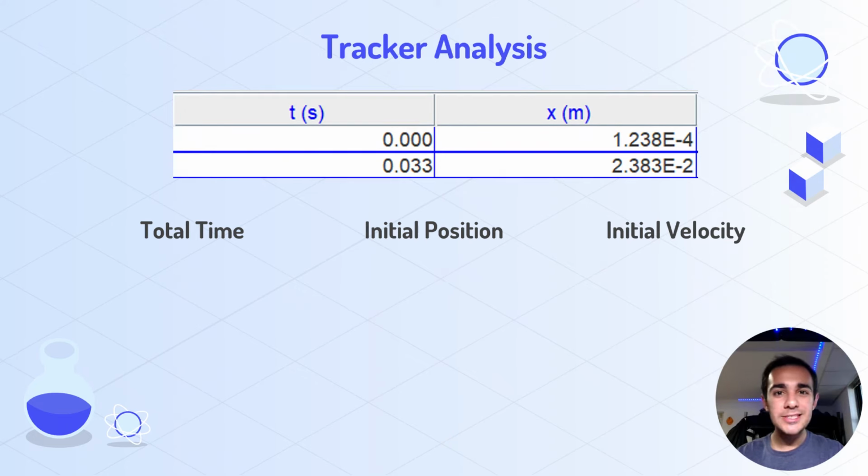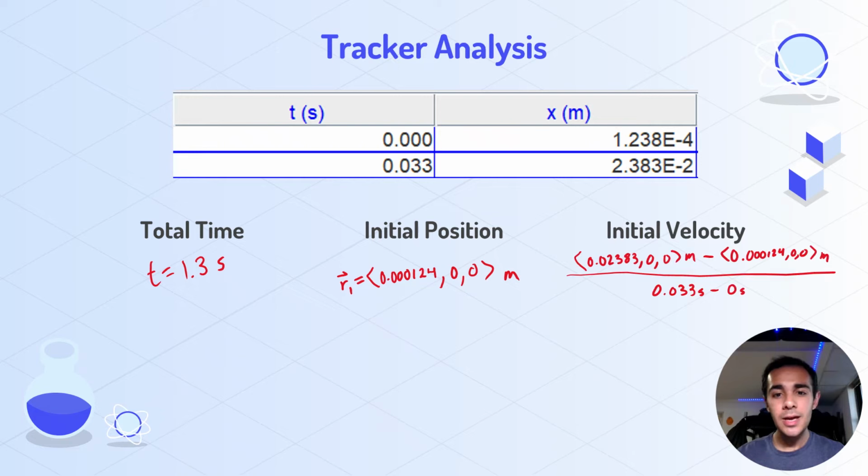All right, so with the data we collected from the Tracker analysis, we can see that the total time it took for the ping pong ball to go from start to finish was about 1.3 seconds. The initial position of the ball was approximately 0.000124 meters in the x direction, and the initial velocity can be calculated by taking the change in position over the change in time of the first two time frames, and this gives us about 0.718 meters per second in the x direction. Now, these three data points will be used directly in our computational model.